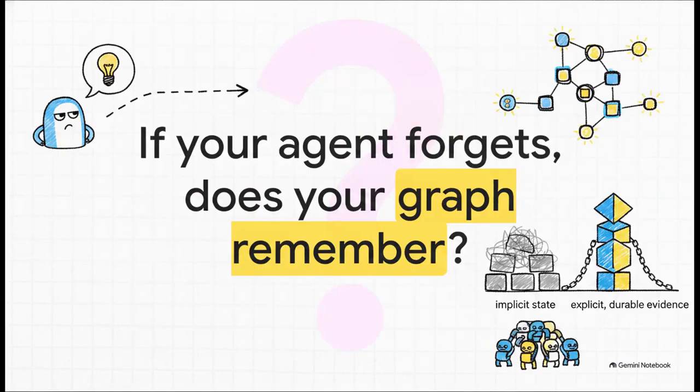So I'm going to leave you with this final thought to ponder as you head back to your own AI projects and start building out your architectures. If your agent forgets, does your graph remember? And as you scale these massive systems, are you just building up fragile, implicit state, or are you actually constructing explicit, durable evidence?